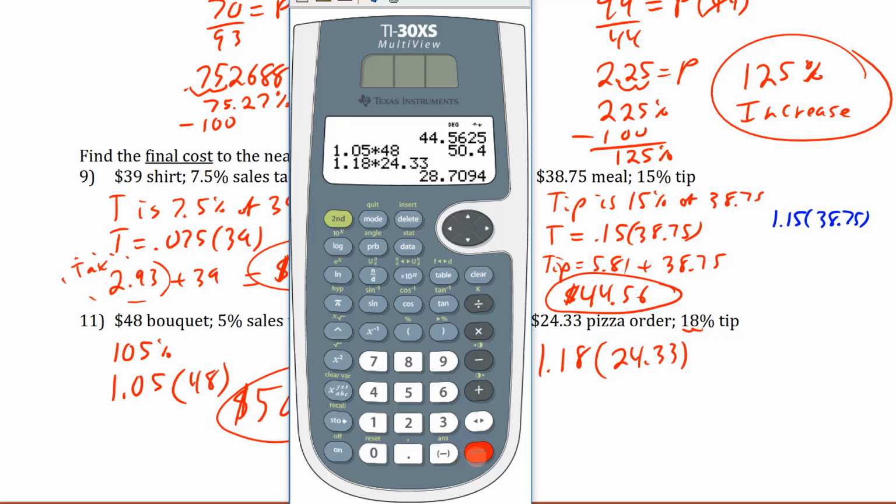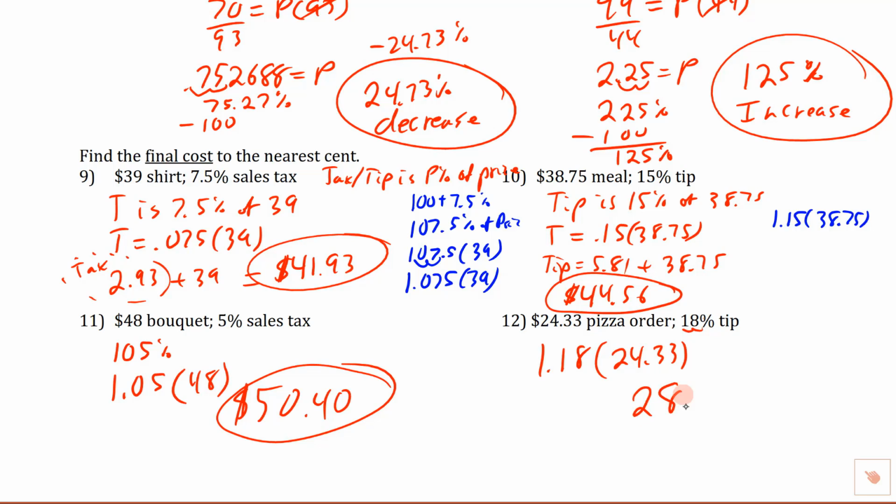Make sure it's in there the right way, and we end up with 28.7094. So this is $28.70 and a little bit more. Is that little bit more enough to bump it up? It is. It's either going to be 70 or 71. That 9 makes it a 71. So 28.71, and we're going to put the dollar sign on there, and there's our answer.